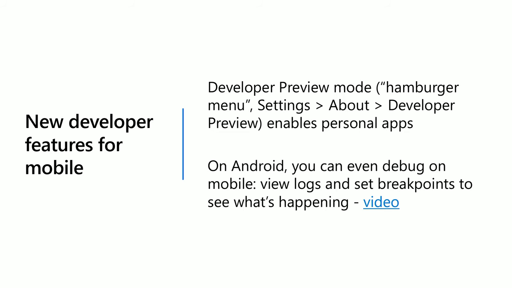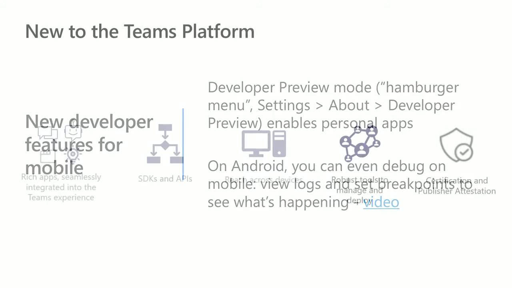Settings and about developer preview, and you can flip it on. And on Android, you can even debug. You can view logs and set breakpoints to see what's happening, which if you've ever tried to write any code without the ability to do that, it's a challenge. And this allows you to do that. You can't do that on iOS because it's more locked down. We don't have time to show the video, but it's a pretty cool feature.